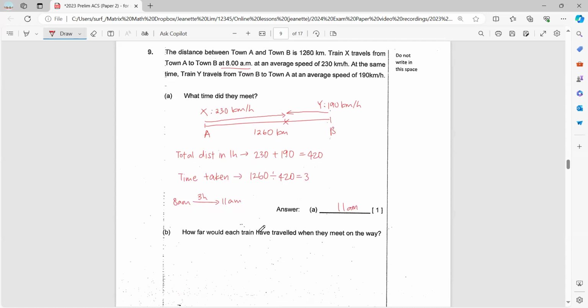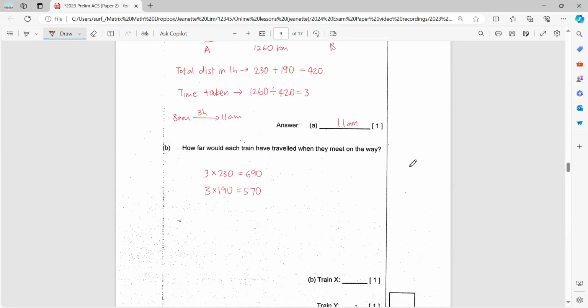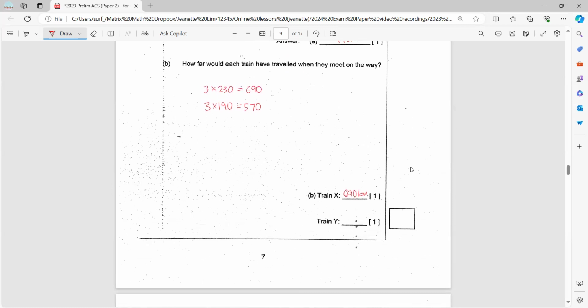So how far would each train have traveled when they meet along the way? So 3 hours for X is how much distance? 3 hours for Y is how much distance? So 3 times 230 for X. Then 3 times 190 for Y. So these are the distances traveled by each train. So train X is 690 km. Write the correct units. Then train Y is 570 km.